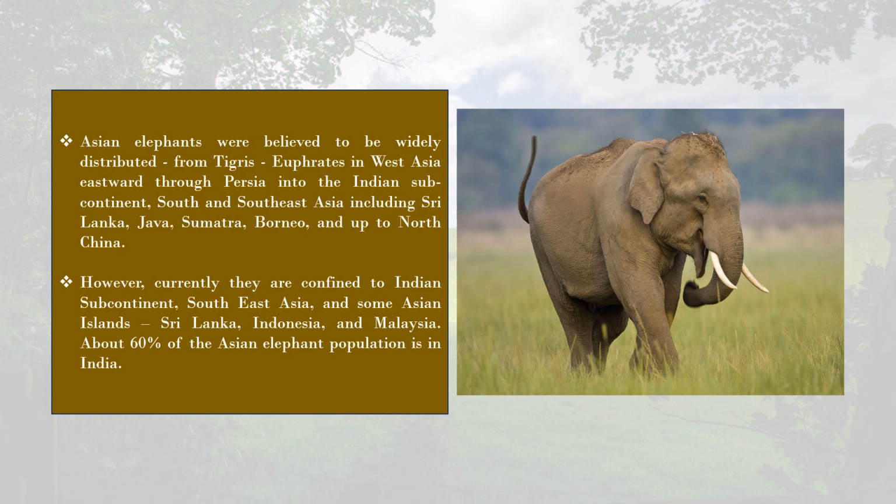Asian elephants are believed to have been widely distributed from West Asia eastward through Persia into the Indian subcontinent, South and Southeast Asia, including Sri Lanka, Java, Sumatra, Borneo, and up to North China. But now, the majority of the Asian elephant population is found in the Indian subcontinent, Southeast Asia, and some Asian islands like Sri Lanka, Indonesia, and Malaysia. About 60% of the Asian elephant population is in India. But all this is good, but they are under the endangered category. So their population is decreasing day by day, not increasing. So we have to take some measures to conserve their population.